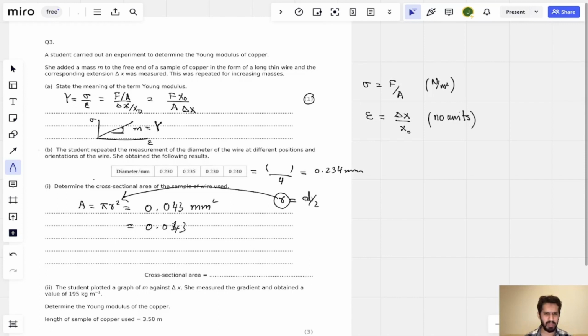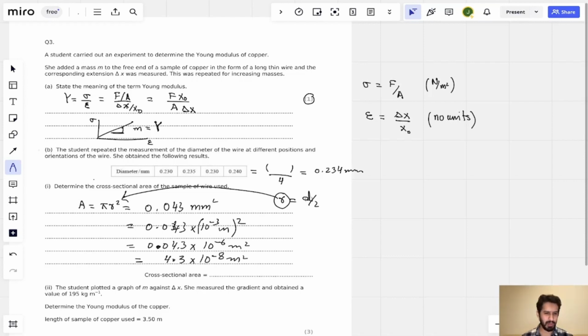And finally, if you want to convert these units into meter square, you can write it as 0.043, and for milli, you can write 10 to the negative 3 meters. And since it's squared, you square it and you apply the power. You'll get 0.043 times 10 to the negative 6 meters square. Also, if you move this decimal point, you can see that I've moved it by 2 places. So I need to add 2 to this power, and I will get 4.3 times 10 to the negative 8 meters squared.